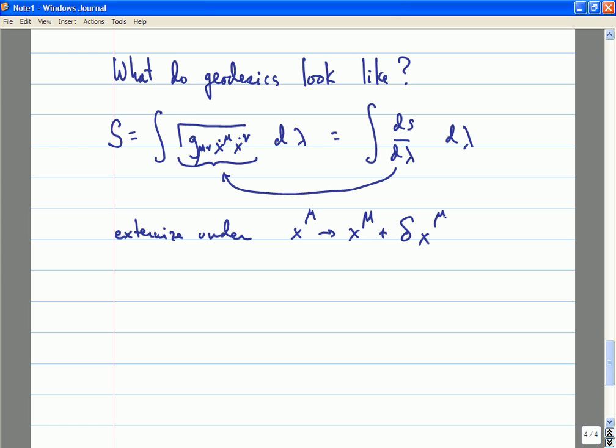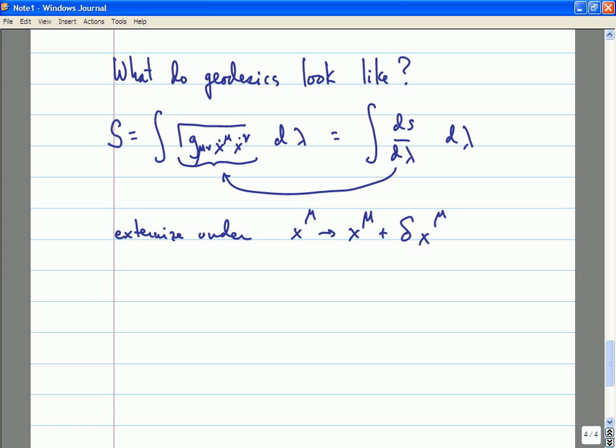I imagine deforming the path just a little bit and asking how this invariant interval S varies as I vary the path. And then I demand that to first order in the variation, that variation of S has to be set equal to zero. And that gives me a differential equation which x mu of lambda has to obey. And that's just the Euler-Lagrange equation. It's just the usual equation of motion of mechanics, where I treat S as an action, as a function of the four variables x mu of lambda.